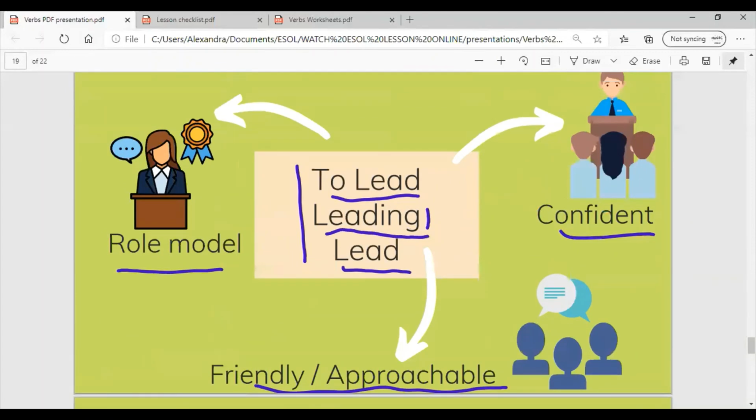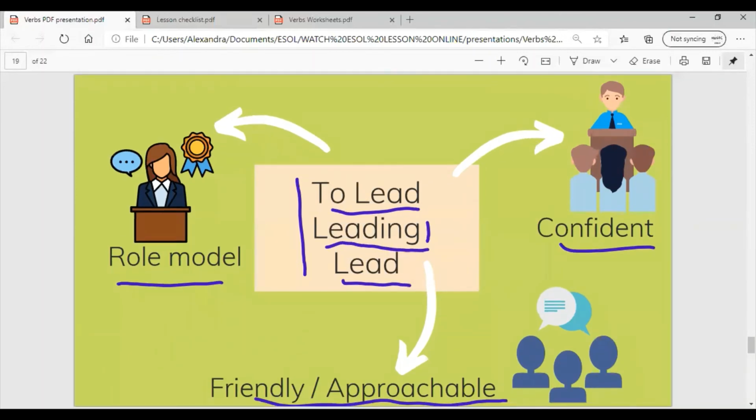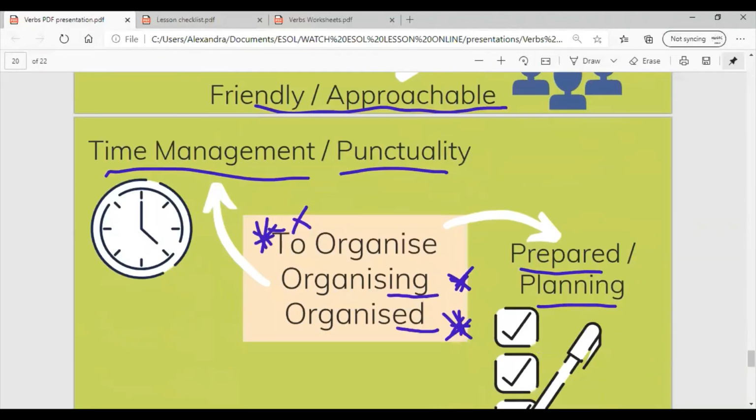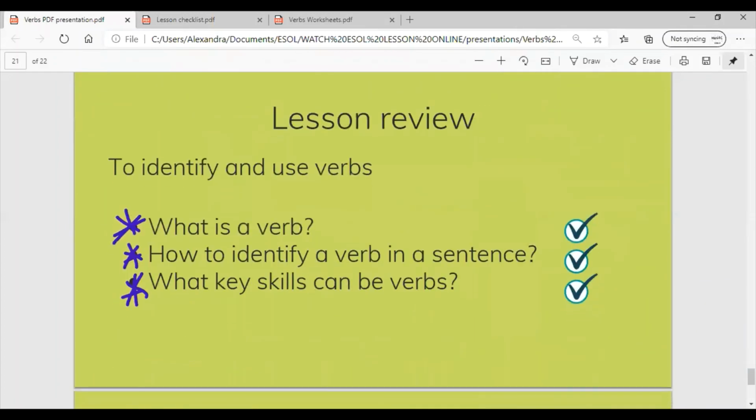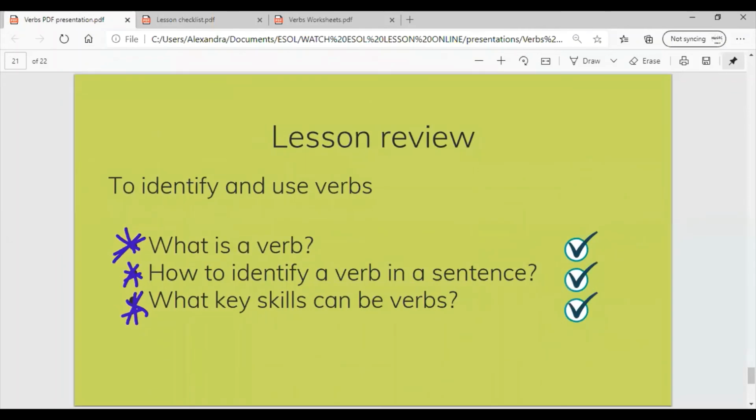And we also have lead. So leadership and leading is a key skill and a key verb, and it's very proactive. And organisation, this is a key verb as well, and something that you can actively do and recognise quite easily in a sentence, and a really good thing to be able to spell and to practice saying.